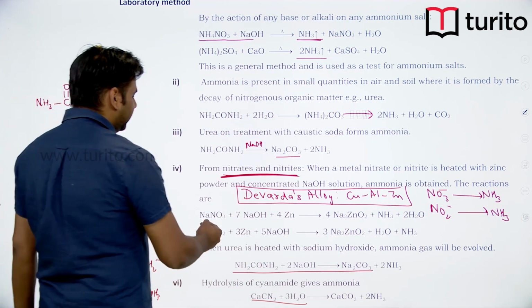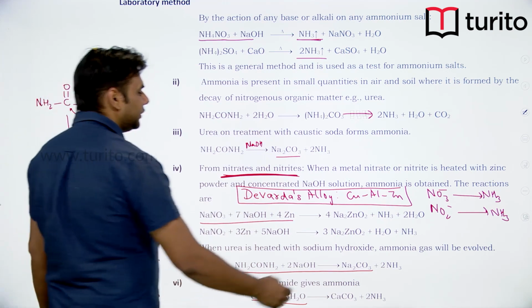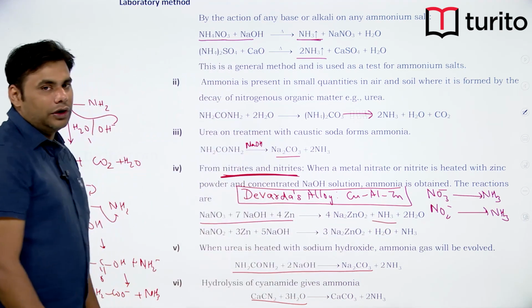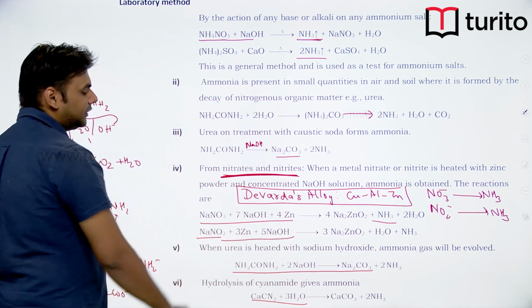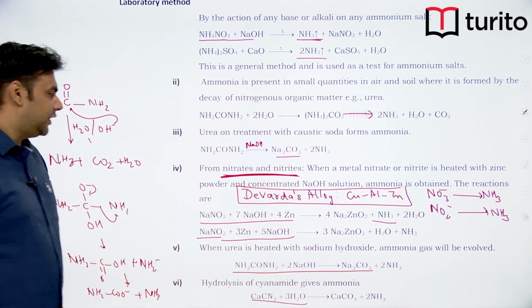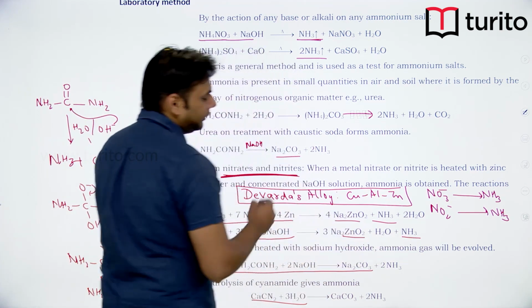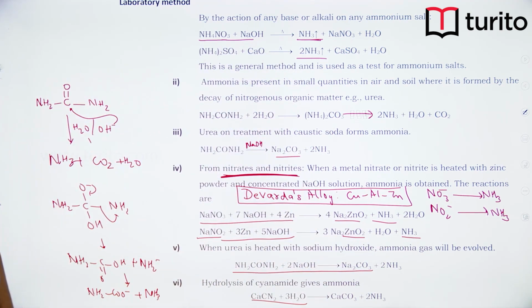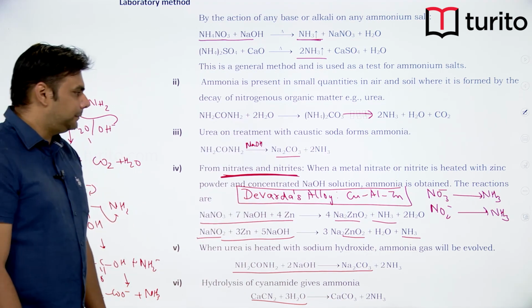So if you look at this, you take nitrate reacted with zinc in basic medium. This is getting converted into ammonia. Sodium zincate is also being formed. If you react NaNO2 with NaOH and zinc, the alloys in basic medium, we are getting ammonia and sodium zincate. Hope this is clear to you. Hope you know this reaction also.